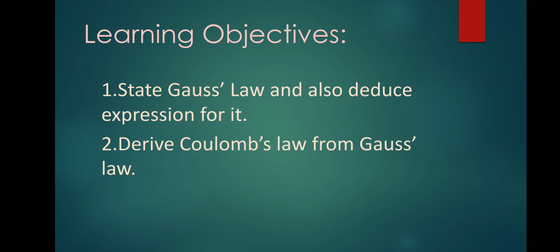The learning objectives of the topic are: after the completion of the topic, students will be able to state Gauss's law and also deduce the expression for it. Also, you will be able to derive Coulomb's law by using Gauss's law.